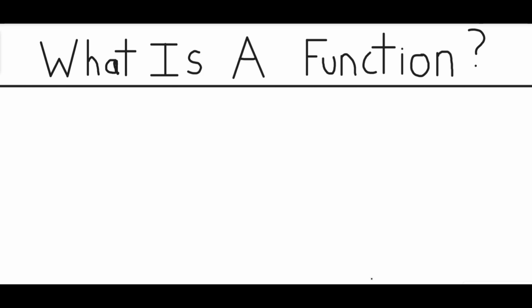A function describes the relationship between an input and an output such that each input has only one output. Let's take a look at what that means. First, some examples of functions that you might see.